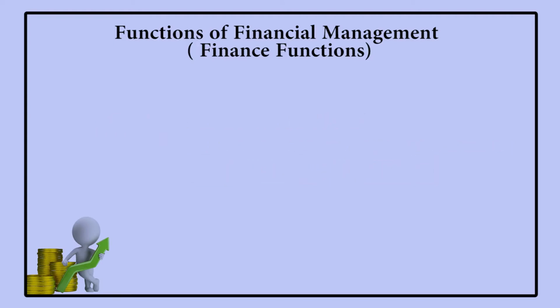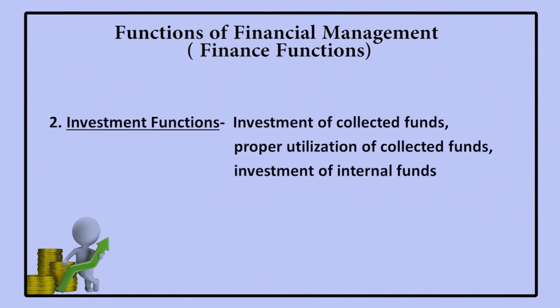The next function of financial management is the investment function. Under the investment function, there are three major functions of financial management. The first one is the investment of collected funds, the second one is the proper utilization of collected funds, and the third one is the investment of internal funds. Now, the investment function is the major part of financial management. That means first we acquire capital from different areas, that is, the achievement of optimum capital structure from different sources.